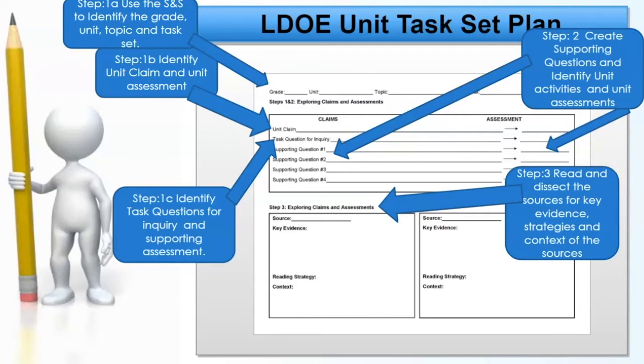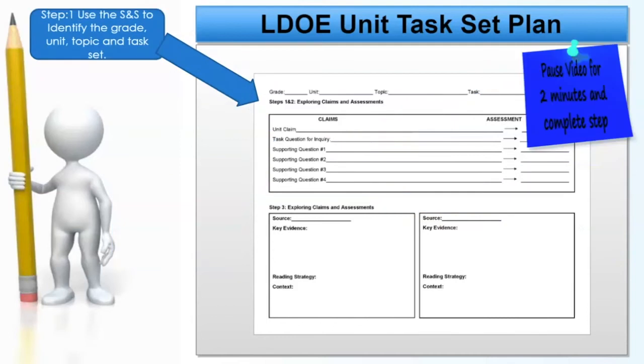What you see before you is the unit task set plan sheet, as well as the steps listed out beside each component on it. So let's begin. Step 1 is to use the scope and sequence to identify the grade, unit, topic, and task set. For this information, you are going to turn to the scope and sequence and find this information at the beginning of the unit. I'm going to pause the video for 2 minutes so you can complete the step.